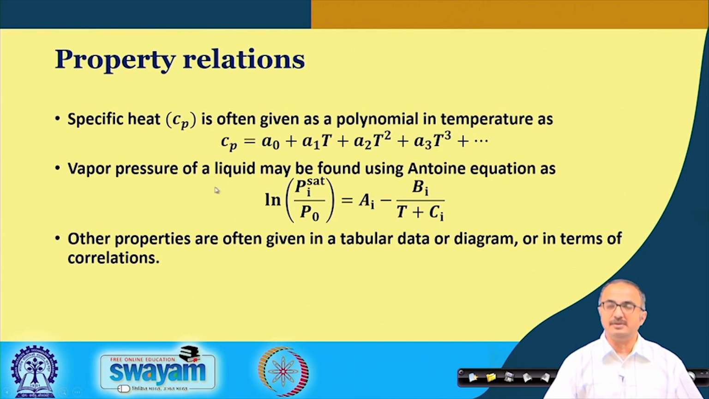Similarly, we have another property, that is vapor pressure, and many times a common equation, the Antoine equation, is used to find the vapor pressure of a liquid. The expression of this Antoine equation is something like this: the logarithm of the saturated pressure, or the vapor pressure, divided by some standard pressure, and then these three coefficients A, B, C are there in this particular form, and again you will find in the data source that the values of A, B, C are given. So, this is another example of a constitutive relationship.